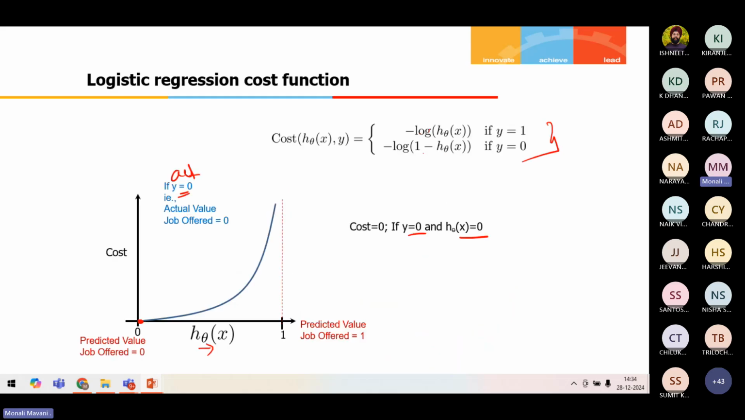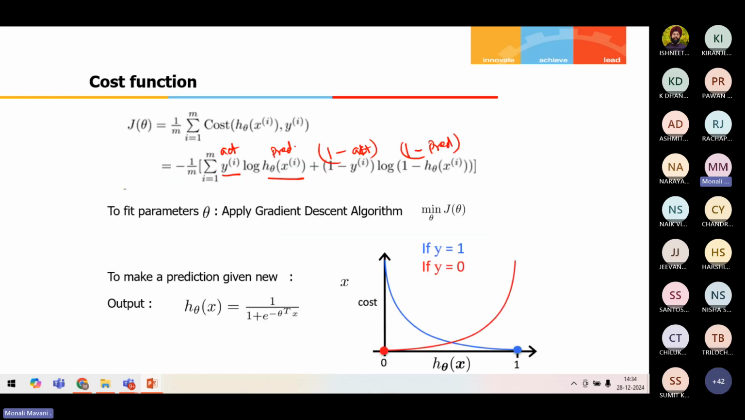So what have we done over here? We have combined these two equations by introducing a variable y. So when y is equal to 1, what will this equation look like? Forget about all the training examples, let's simplify for one example. The actual label is 1, so you can say 1 into log of whatever the predicted value is, plus what will be here? 0. So we got this.